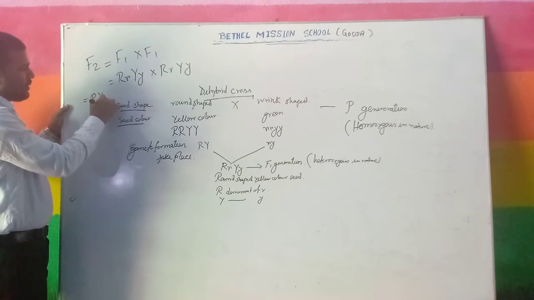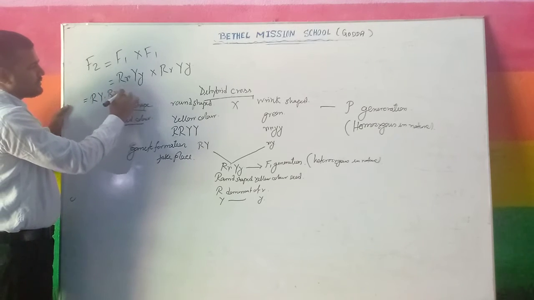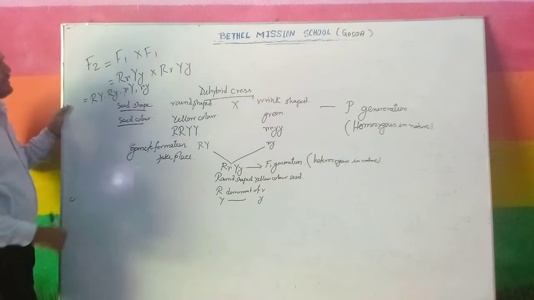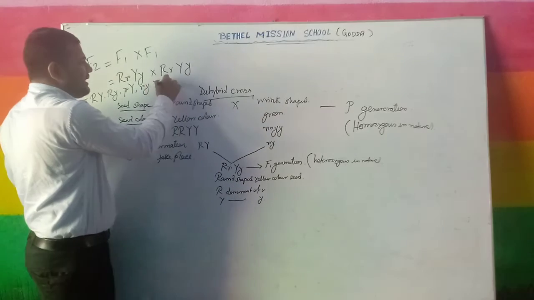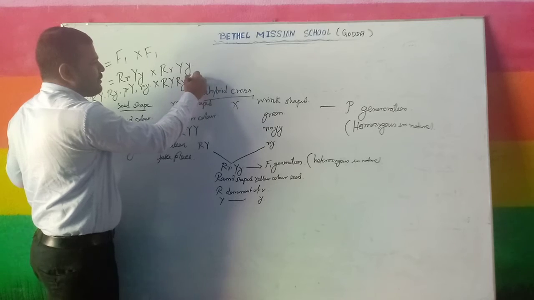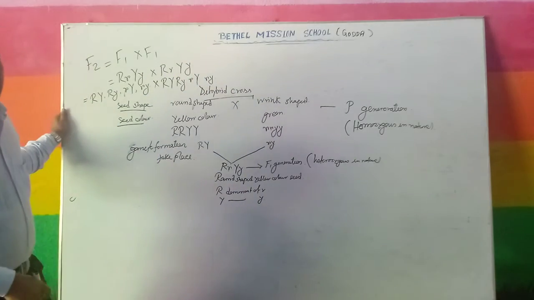Capital R, capital Y; capital R, small y; small r, capital Y; small r, small y. These are the 4 types of gamete. They are going to form capital R, capital Y, capital R, small y, small r, capital Y, small r, small y. These are the gametes.